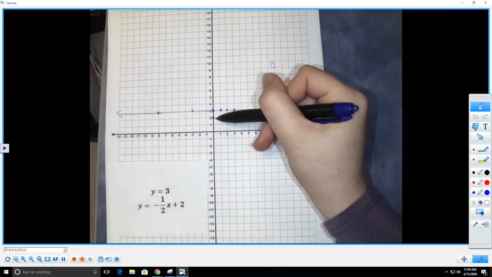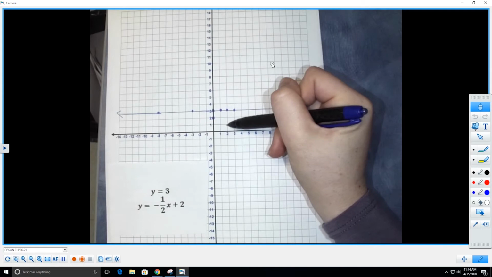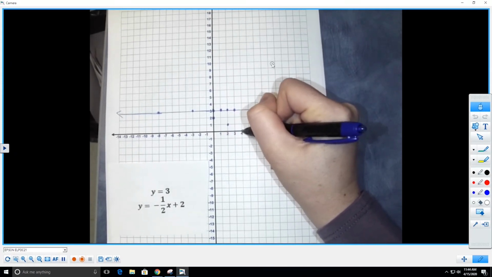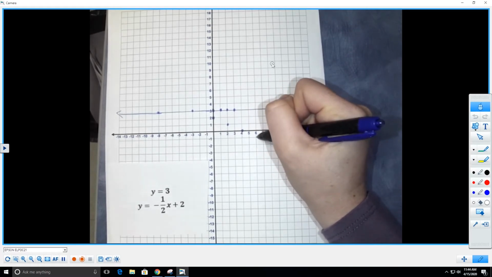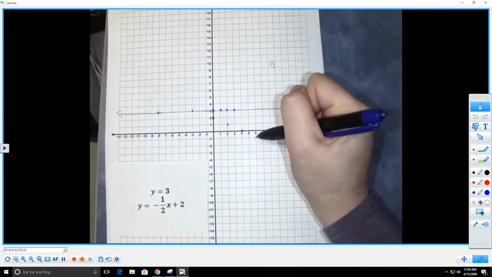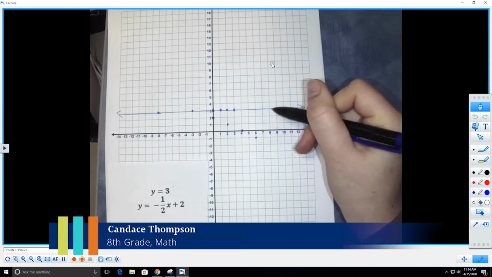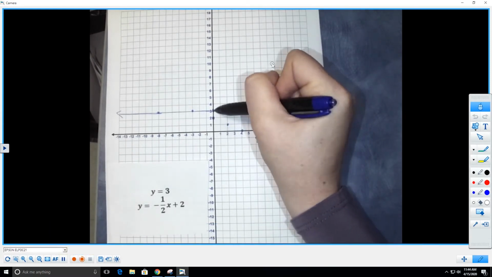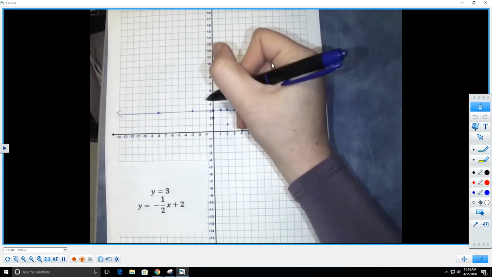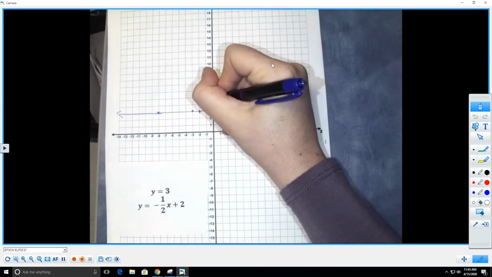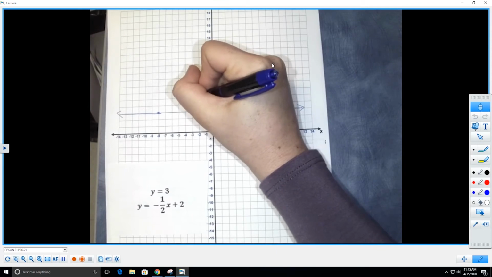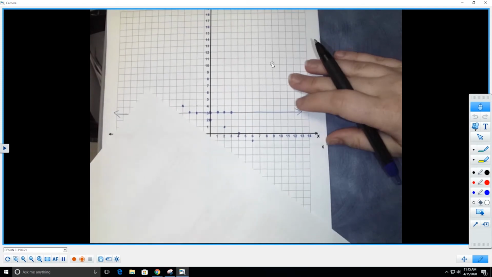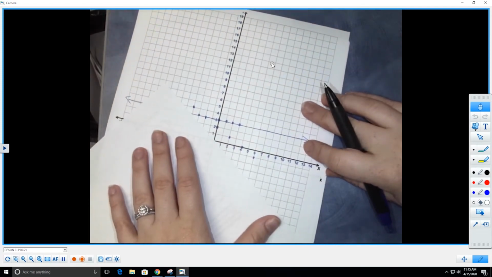Okay, so we are going to go down 1 and to the right 2. And we're going to continue to move that way. Down 1, right 2. Now, if I continue to go this direction, I'm not getting anywhere close to this line. So I'm going to go back up 1, but to the left 2. Up 1 and to the left 2. And now I'm going to connect the points with my line.